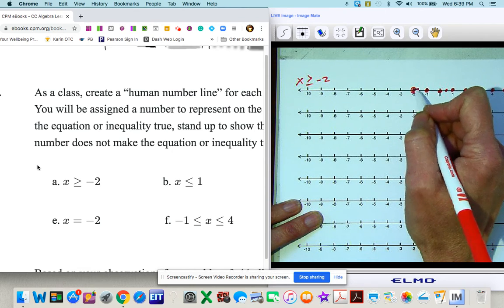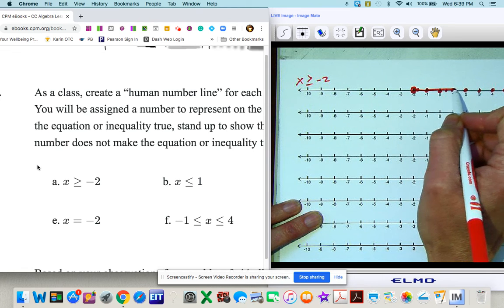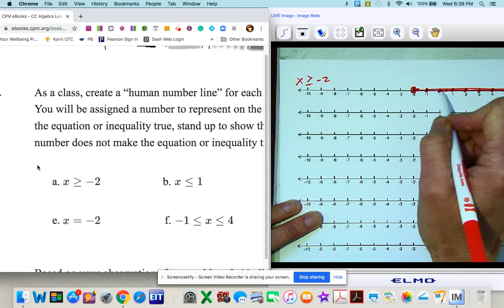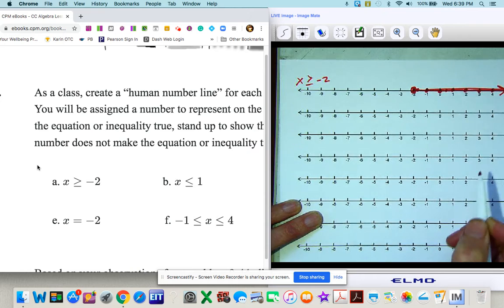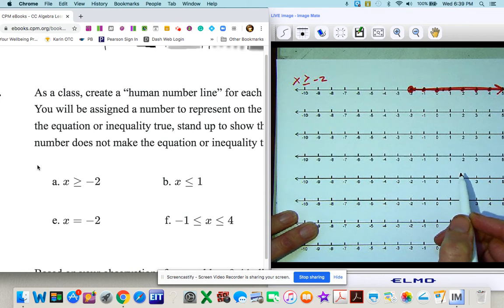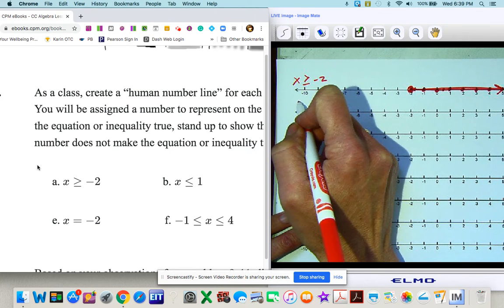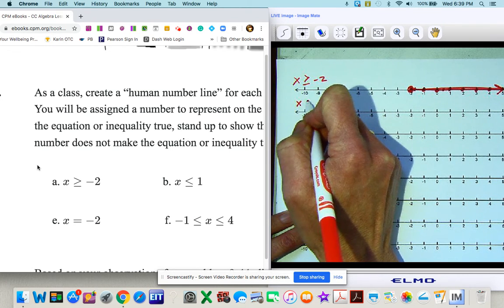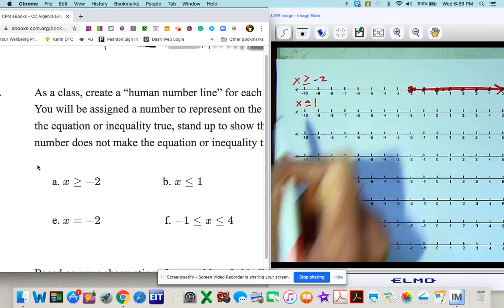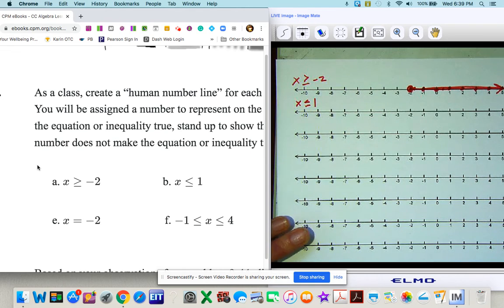Okay, so I'm going to include -2, and then I'm going to shade any number on here to show a picture of all the possible numbers that are greater than or equal to -2. Okay, so the second one asks what numbers are less than or equal to 1? Let's look at that same thing again.